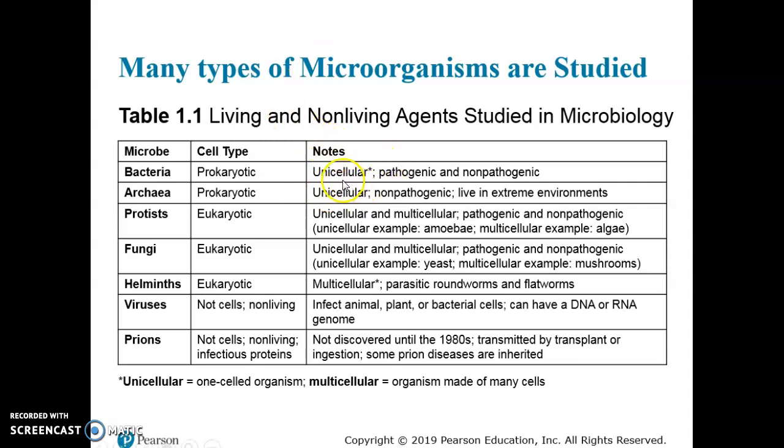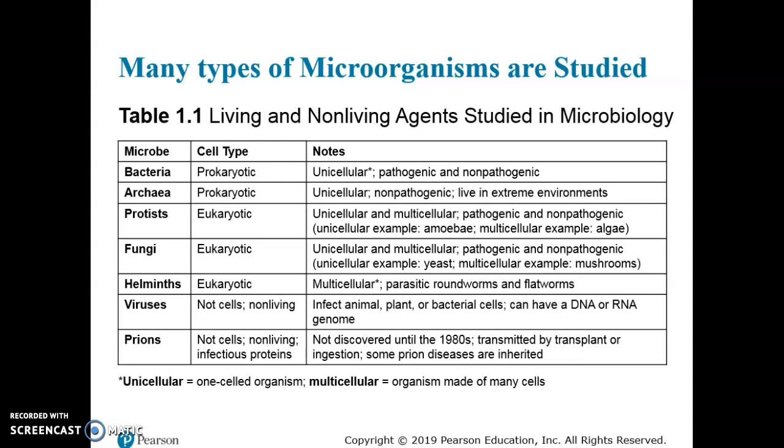Bacteria are considered unicellular, so it's one cell. They can be pathogenic or non-pathogenic, meaning they can cause disease or they don't cause disease. The archaea are very similar to bacteria. There are some differences, but typically archaea are thought of as ancient bacteria because they can live in extreme environments, whether that is a very high salt content, high temperature, high pH, or low pH. They're the extremes, and they are sometimes referred to as extremophiles.